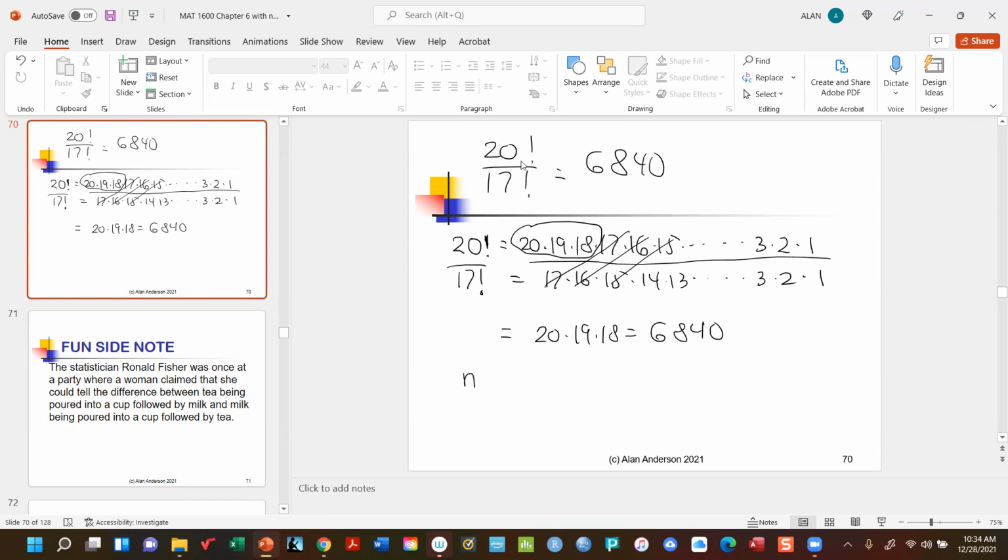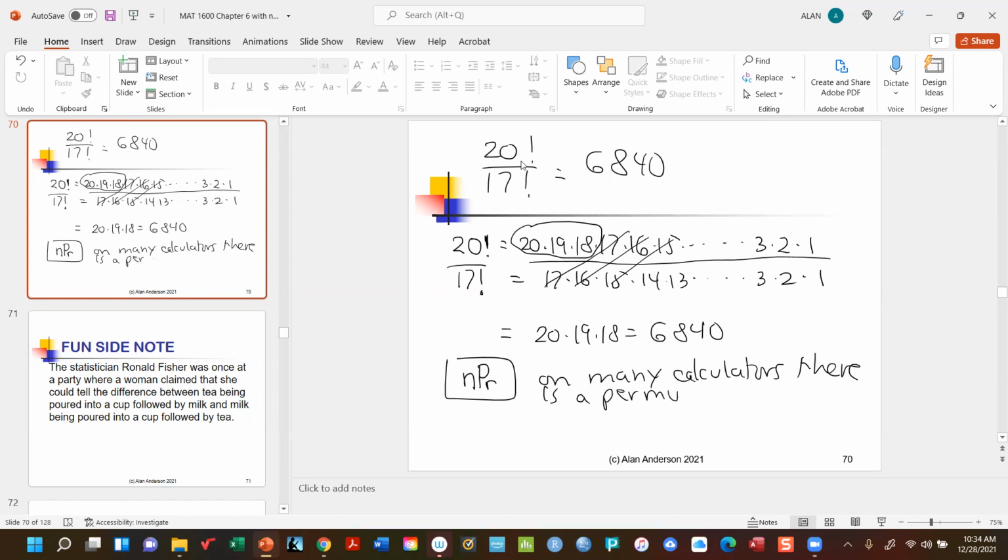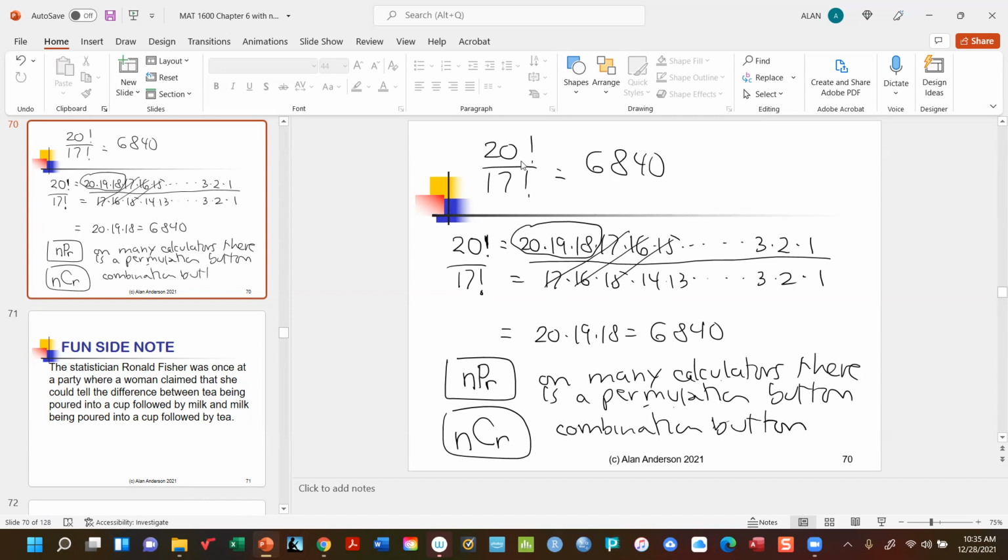Now, if you have one of the more advanced calculators, there will be a function in there somewhere which is labeled nPr. On many calculators, there is a permutation button which you can use to solve directly. And while we're on the subject, there's also, in many cases, an nCr button, which is the combination button. If you have that on your calculator, you can use this directly.